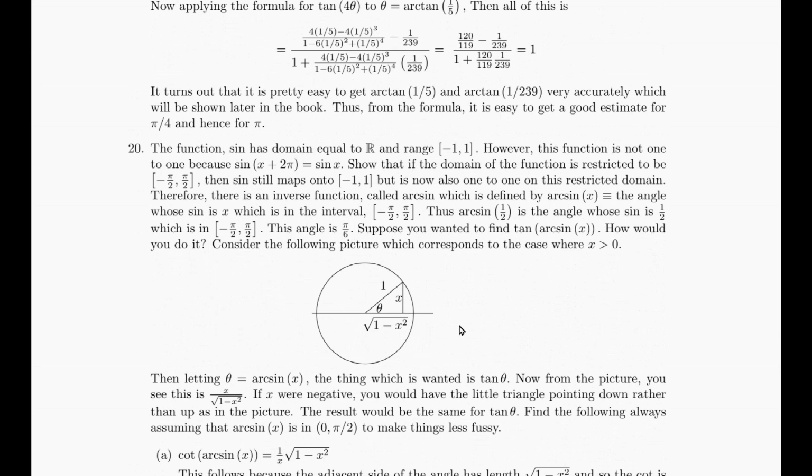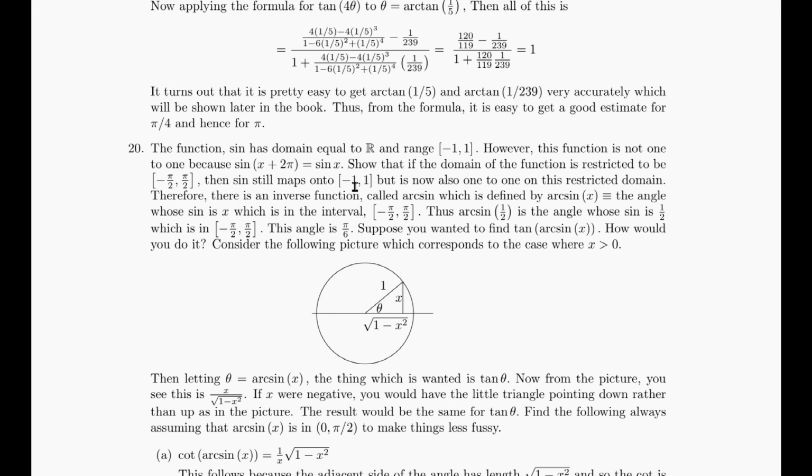Now the arcsine is defined similarly to the arctangent. Arcsine of x is the angle whose sine is x, which lies between minus pi halves and pi halves. But now I can include the right endpoints, because sine of pi halves is well defined, whereas the tangent of pi halves is not. See, because it would involve division by 0. Cosine of pi halves is 0, you see.